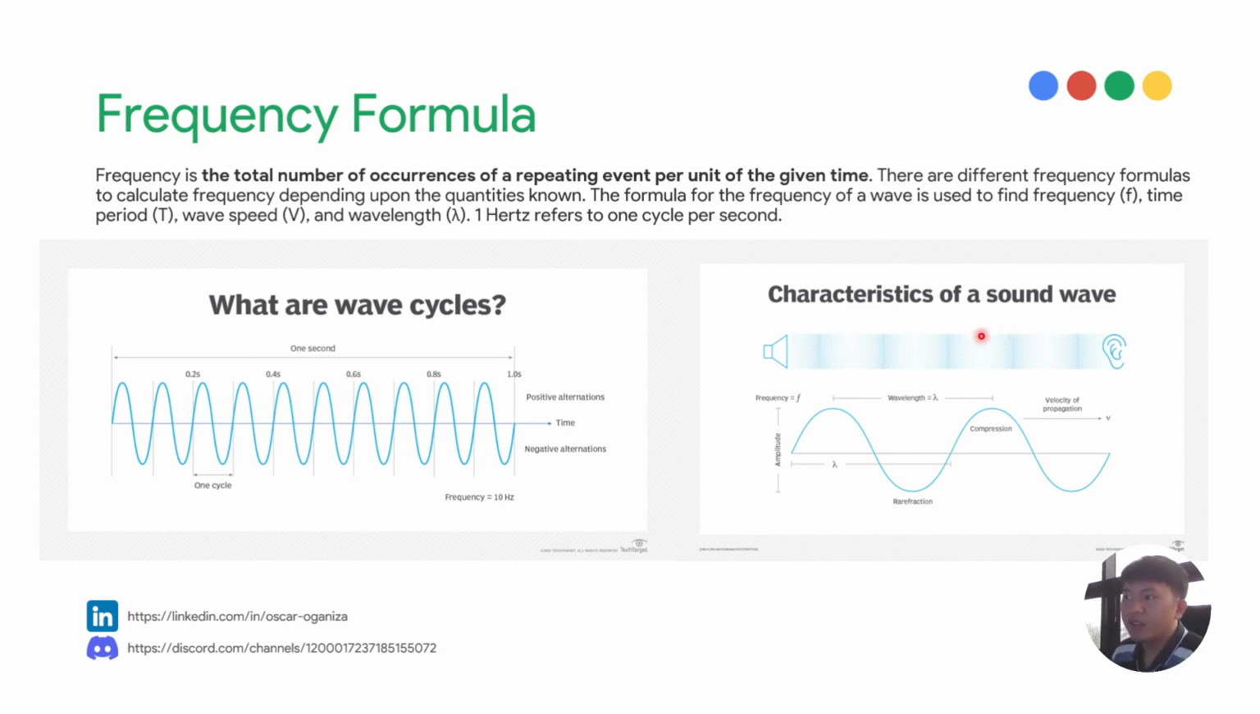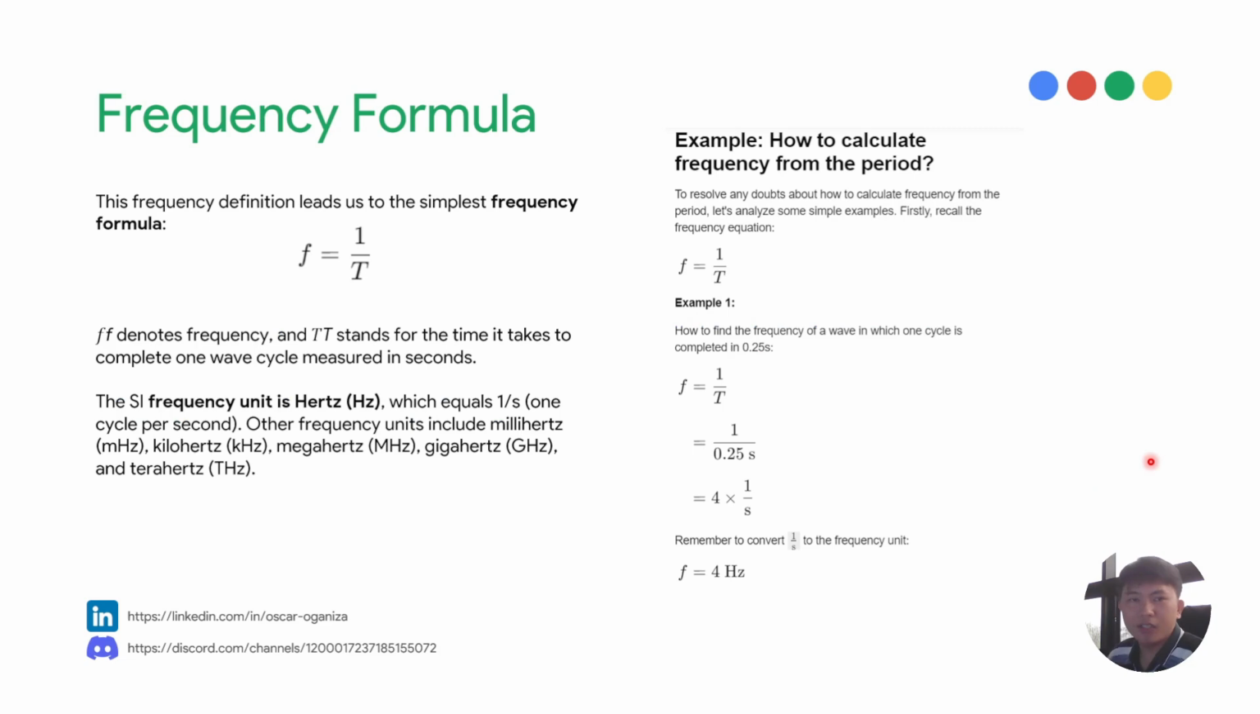We also have the characteristics of a sound wave. We have the frequency, the wavelength, and the velocity of propagation. Again, the y-axis, or the frequency domain here, is for example amplitude. It depends on what frequency domain we will use, but for us, we will be using the y-axis as the frequency domain, and the x-axis for time, the time domain. So let us see this frequency formula.